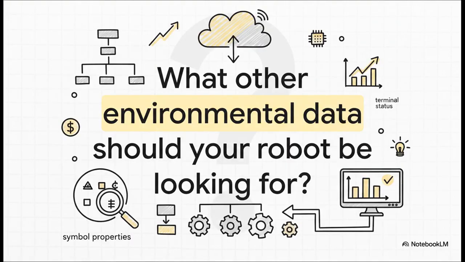So this all leads to a really interesting final thought, doesn't it? Your robot can now see its own margin, it can monitor its own health, but what about everything else? What other environmental data should it be looking for? Things like data about the specific symbol it's trading, or the status of the terminal itself. What else could it be checking to make even smarter decisions? Well, that's a great question, and maybe a topic for another time.